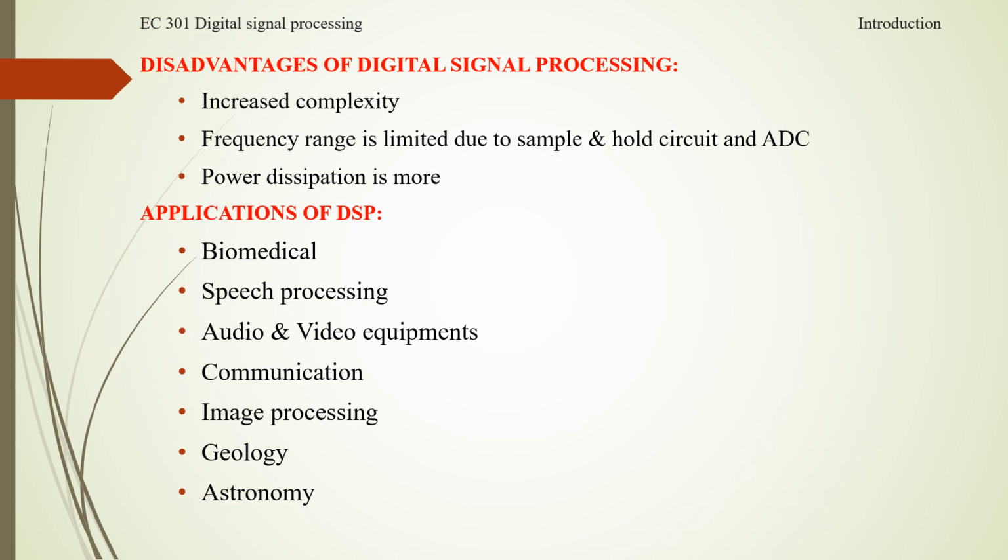And then in image processing: image compression and decompression, image recognition, filtering on images. And then in geology, for example, study of seismic signals, and in astronomy, analysis of images of various celestial bodies, etc. So in this lecture, we talked about course contents, books for reference, definition of signals, types of signals, and what is signal processing, analog signal processing and digital signal processing, need of digital signal processing, and then applications of DSP.